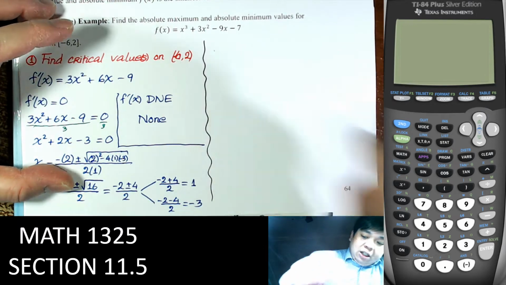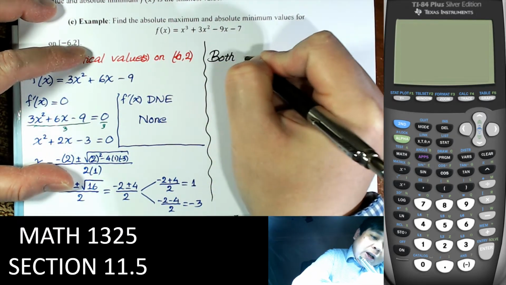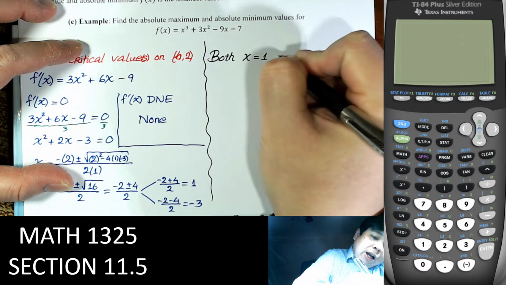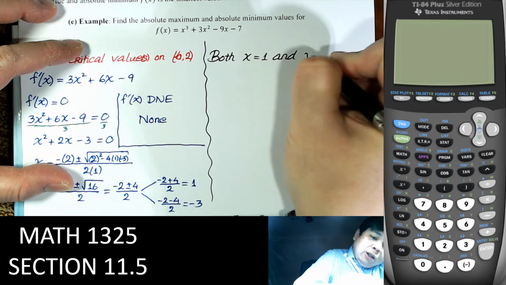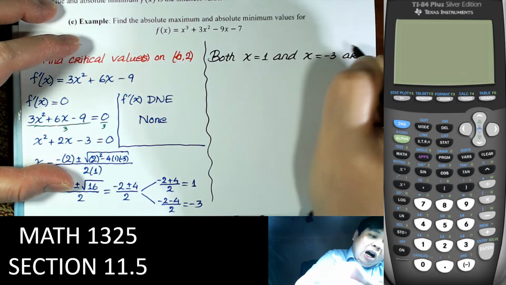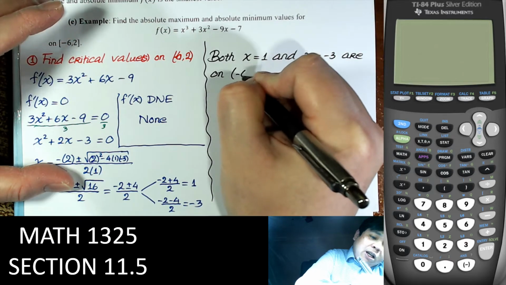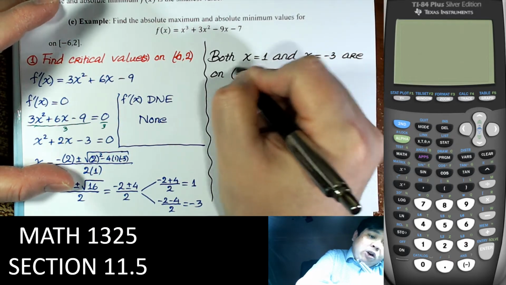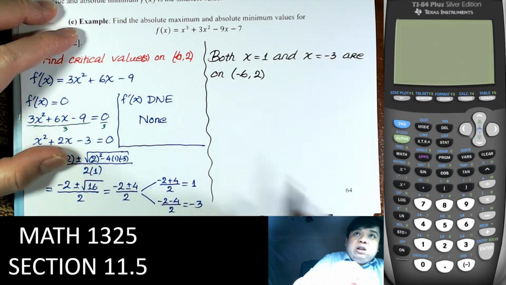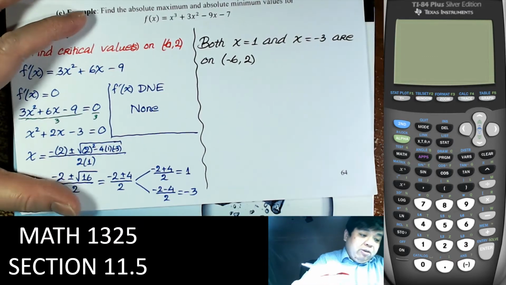So we write a note here. Both x equal to 1 and x equal to -3 are on the interval of -6 and 2. Notice that we don't need to be a closed interval here. Right, so that's the second step, or usually the first step we do.